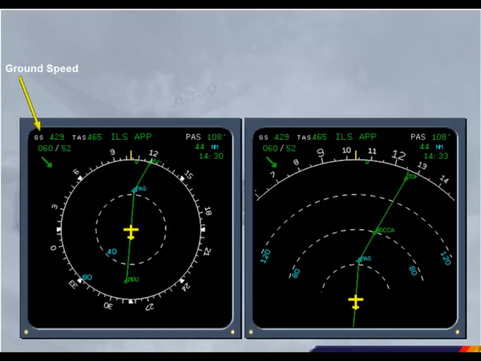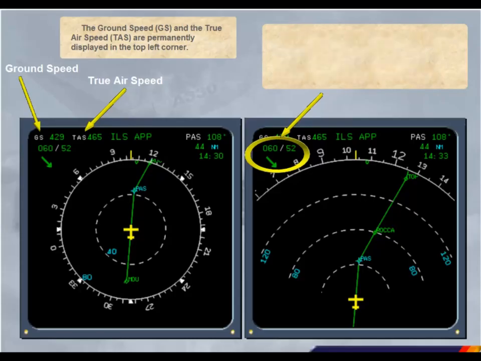Ground speed, GS, and the true airspeed, TAS, are permanently displayed in the top left corner. Below the speed indications, the wind data is presented: wind direction, true north, wind speed, and an arrow to indicate the wind direction with respect to magnetic north. Here, wind from 60 degrees at 52 knots.